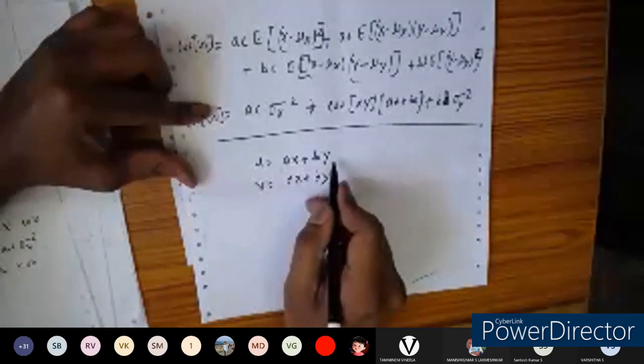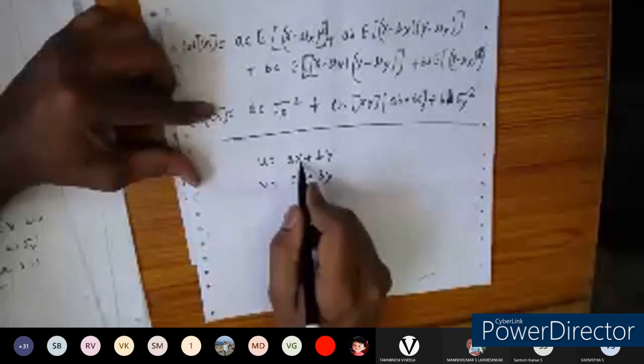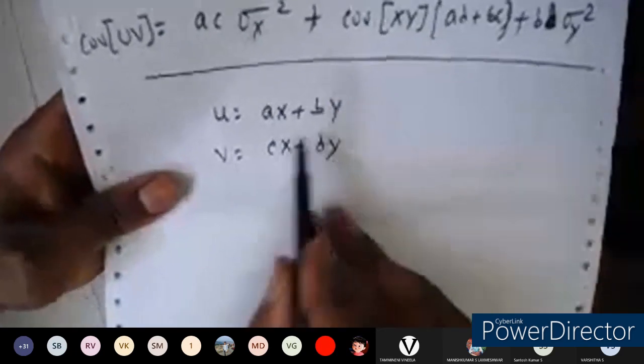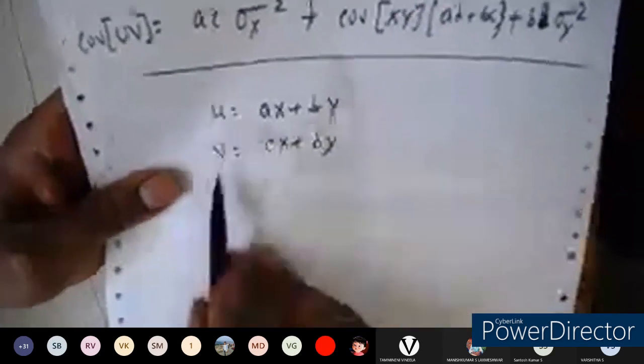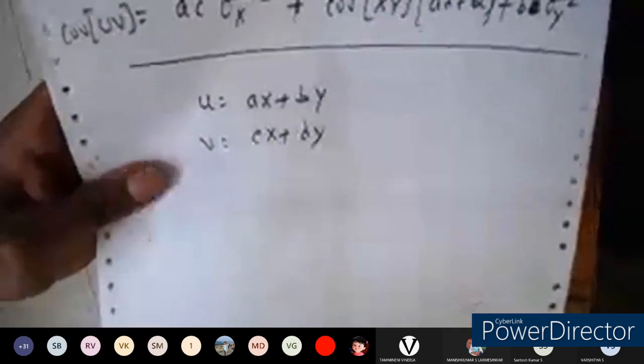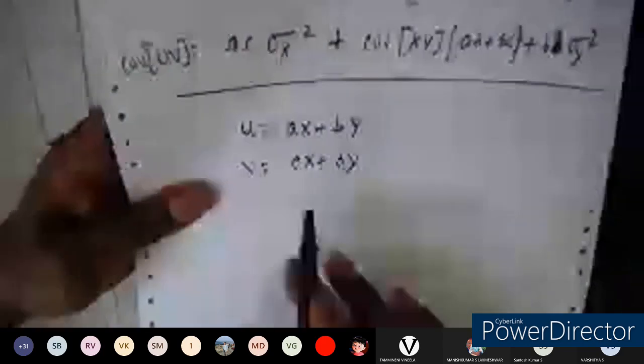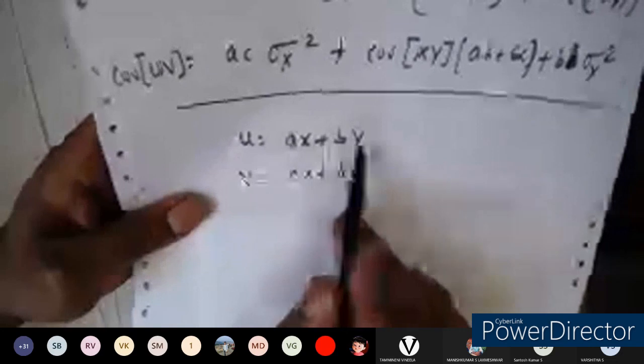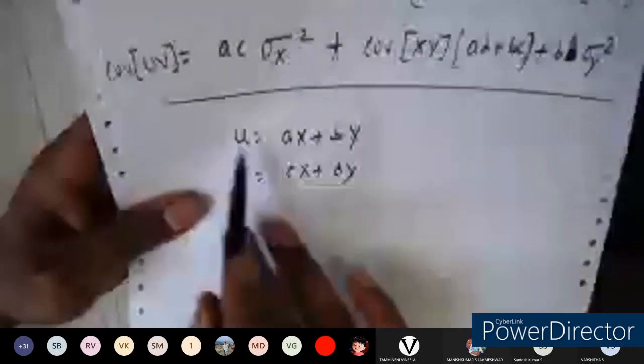So this is called a forward transform. That is, we express the two random variables u and v in terms of the two random variables x and y. Now let us perform the inverse transformation. The inverse transformation is nothing but expressing x and y in terms of u, v and the remaining quantities. So let us do that.